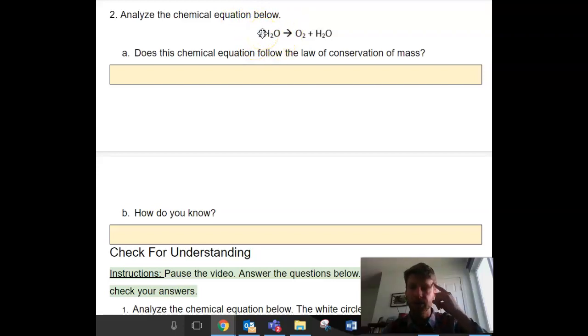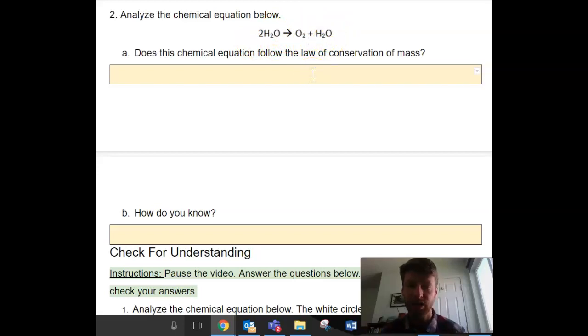So first, in our reactants, let's start there, I have 2H2O. So that means I start with 2H2, so 2 times 2 is 4 hydrogen, and I have 2 oxygen in my reactants. 2 times 1 is 2. In my products, well, I have O2, so that's 2 oxygen, and then H2O, so that's 2 hydrogen and an extra oxygen. So for a total in my products, I have 2 hydrogen and 3 oxygen. So I started with 4 hydrogen and 2 oxygen, and I ended with 2 hydrogen and 3 oxygen.